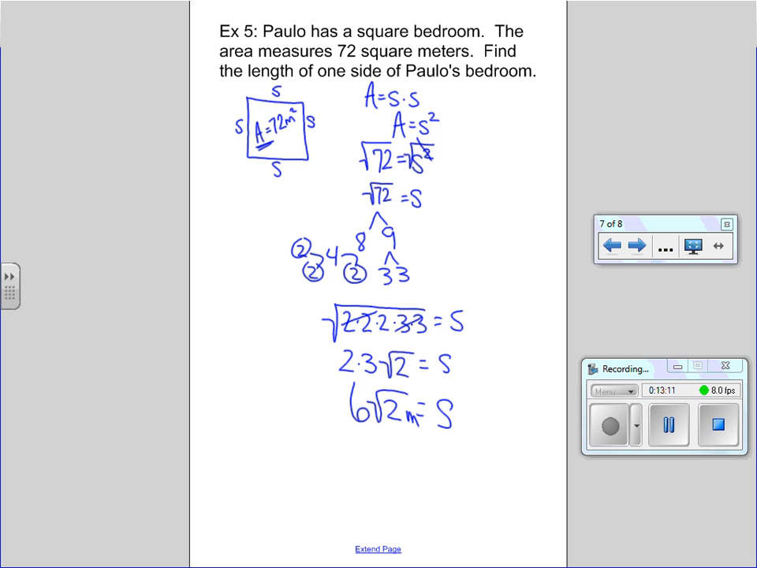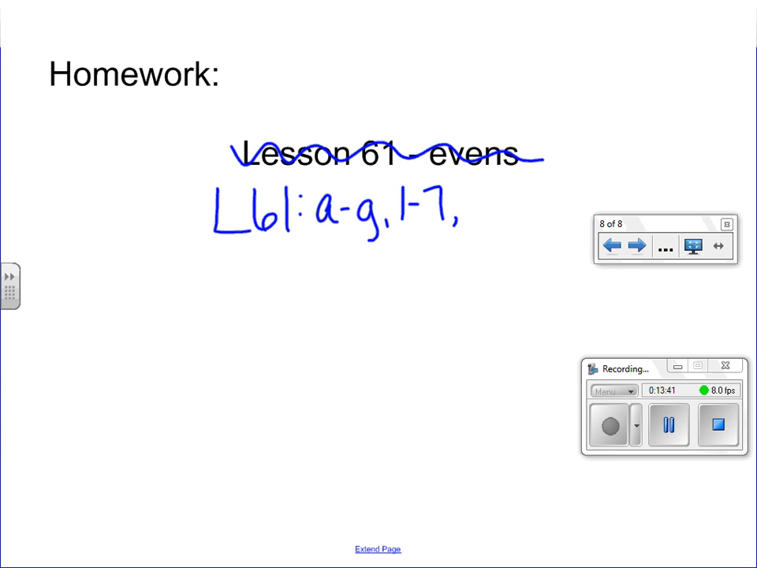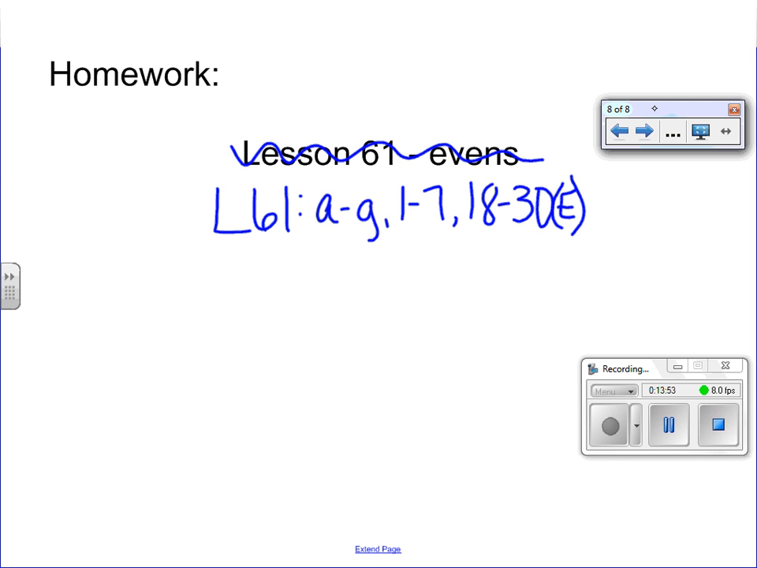So if you had any problems with any of that, or you needed it paused to go back and check the answers, whatever it is that you need to do, make sure that you're totally understanding before you get started on your homework. Today's assignment is not this. It is lesson 61, and we will do A through G, and we will do 1 through 7. And finally, we'll do 18 through 30 even. This will be due tomorrow whenever I am back in the room.